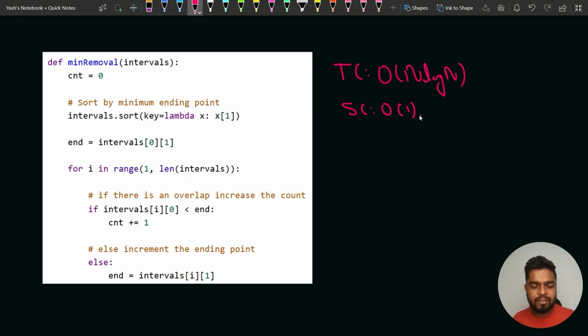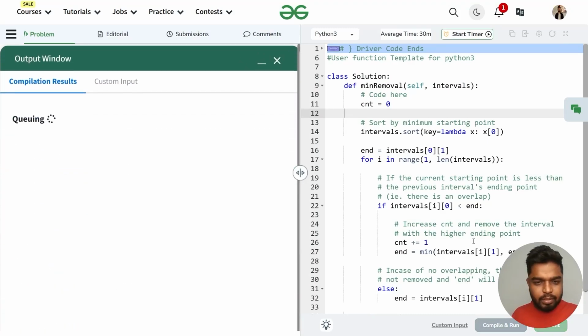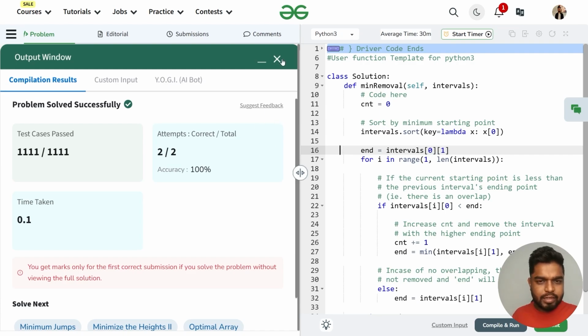Let's code the very first optimal approach, that was sorting according to the starting time, and submit it also. So yeah, let us submit this code now. You can see that the code is also getting accepted.